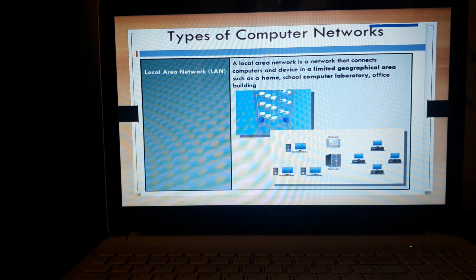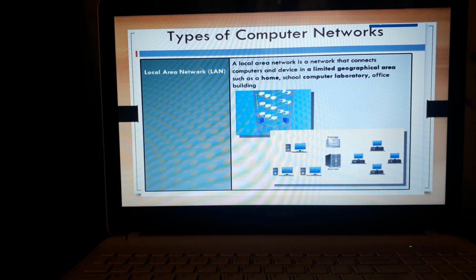A local area network is a network that connects computers and devices in a limited geographical area, such as a home, school, computer laboratory, office, or building. It means the range of the area is short, and you can create that LAN system. I just remind you that maybe in primary section, when you were in form 1, 2 or 3, if you remember, the LAN system has one main computer and other computers connected with each other. So you can do the same work on the different computers. So it is one type of example of a LAN.